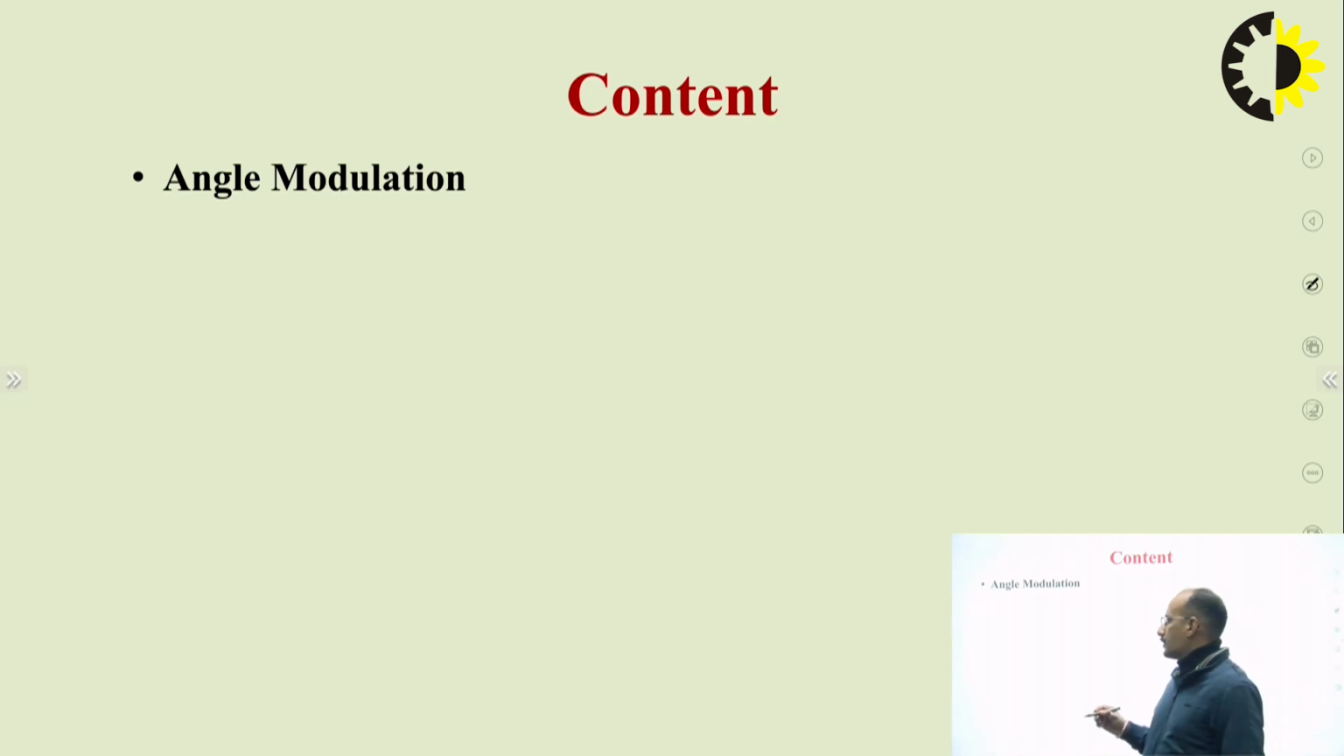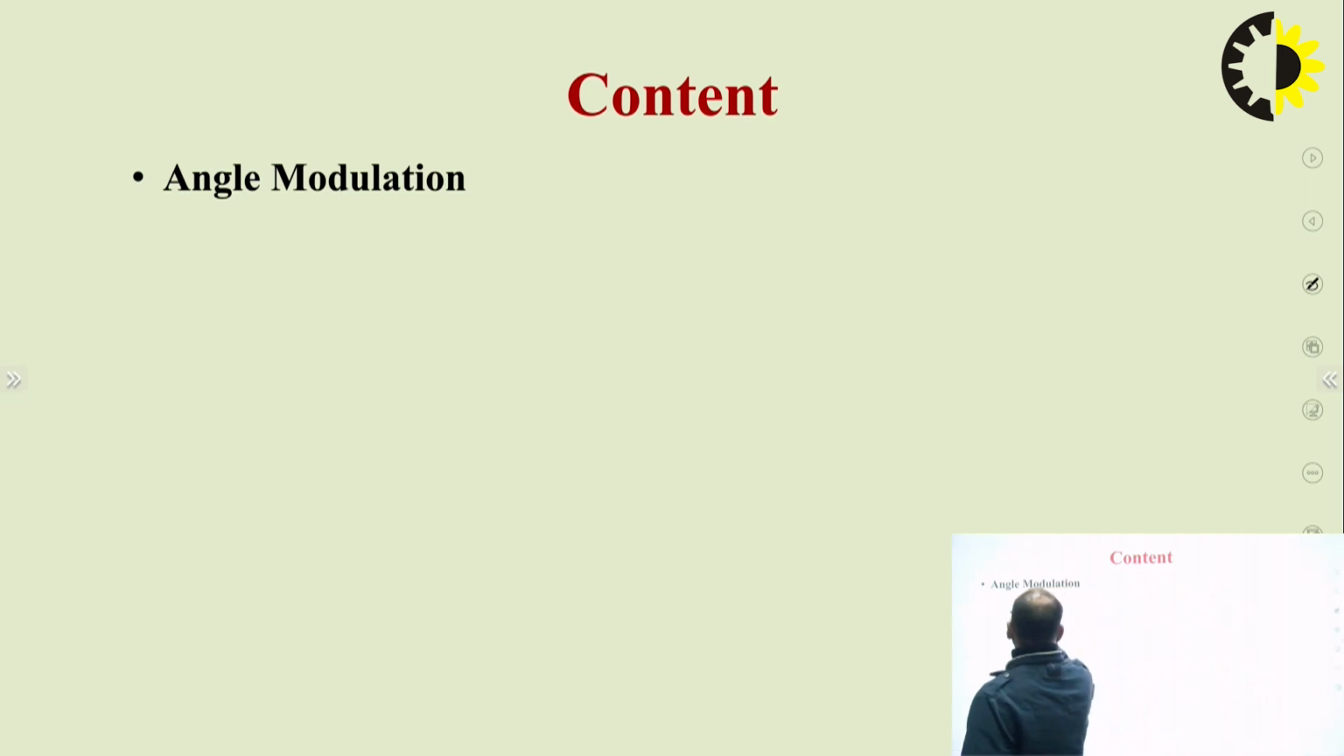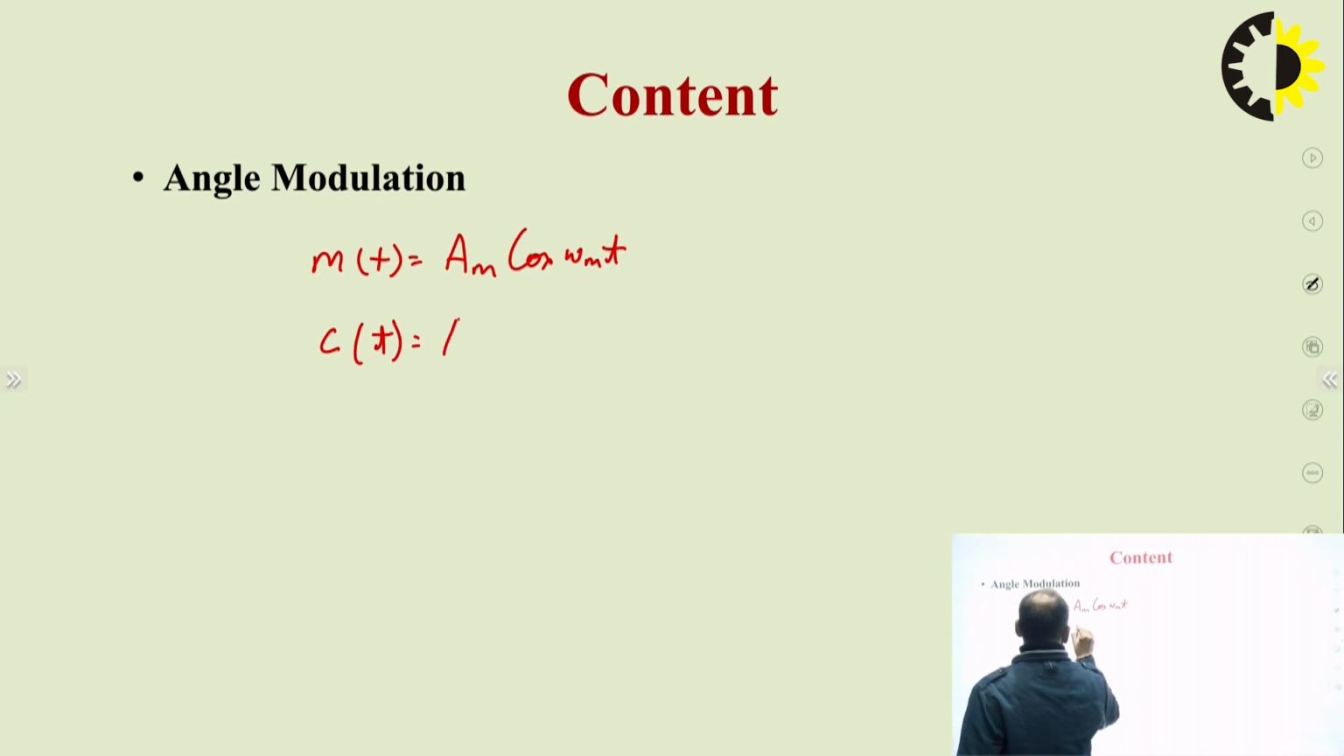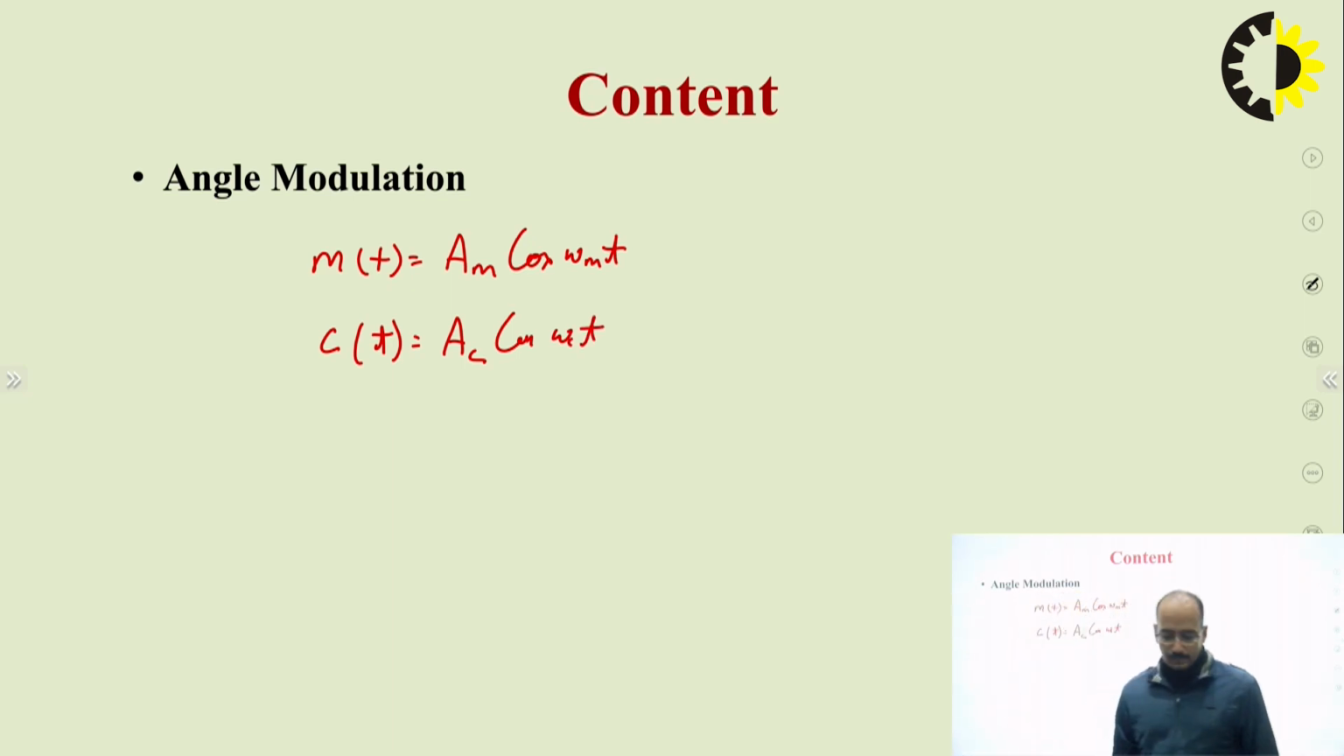So in angle modulation, first of all, we are taking a message signal. That message signal is m(t) = Am cos(ωm t). Similarly, for modulation we are taking a carrier signal, and that carrier is Ac cos(ωc t). So now, to define this, you can see here that this is the message and this is the carrier.